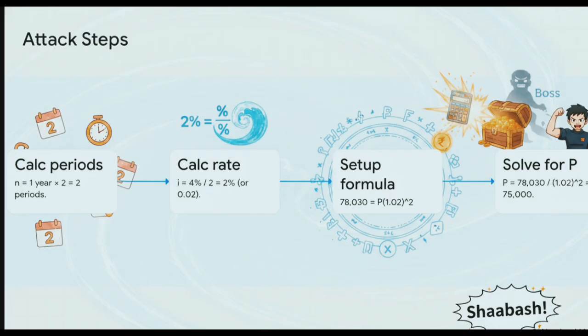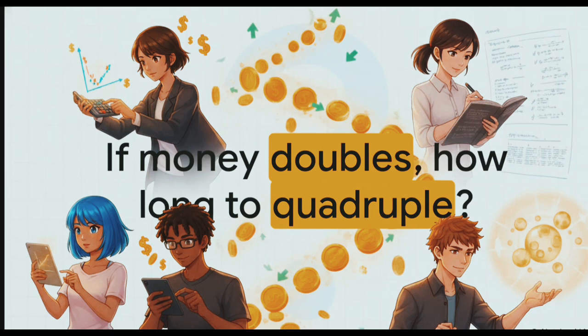Step 4. Time for your calculator trick. 1.02 squared is 1.0404. Now, just divide 78,030 by 1.0404, and there it is. P equals 75,000 rupees. Challenge completed. You just successfully tracked backward to find the initial sum. Shabash!